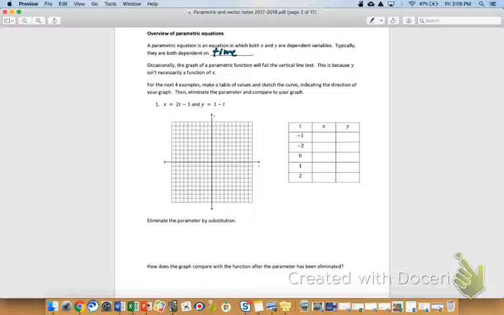So notice it's a 3-column table, right? Because x and y both depend on t. So you're going to be plugging in a t value into your x input and a t into your y input and seeing what comes out. I'll be doing that up here while you're doing it there.